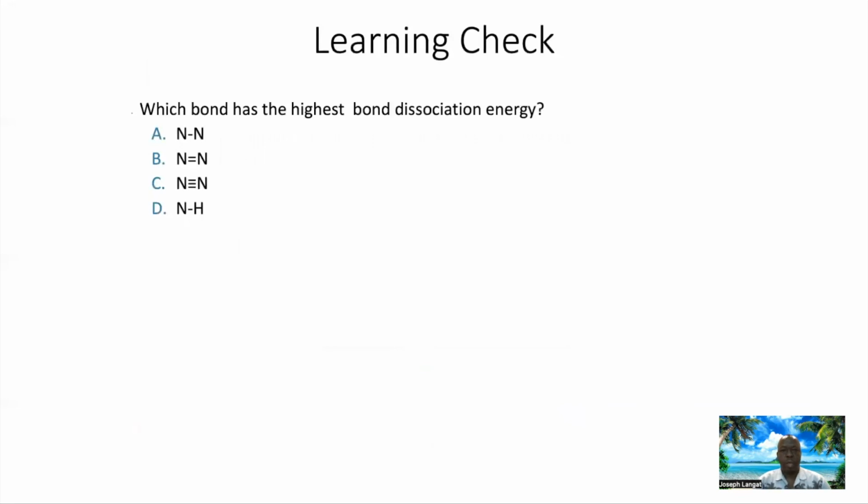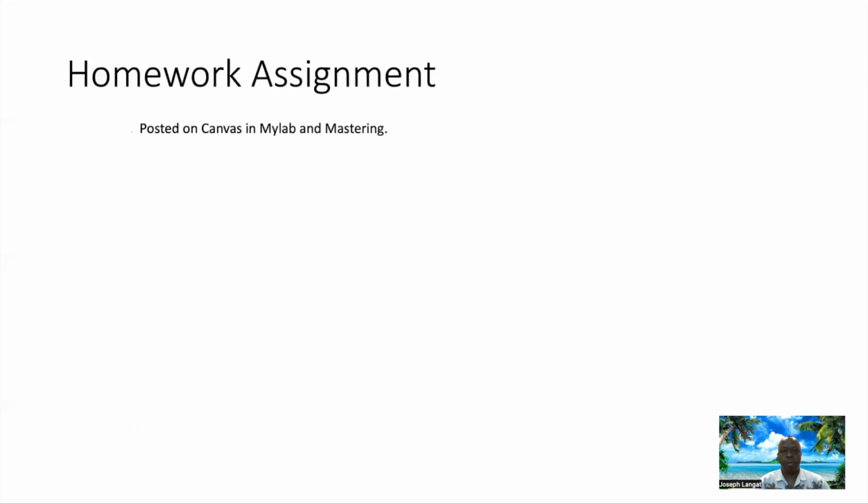Our learning check, which bond has the highest bond dissociation energy? Based on the previous slide, of course, the triple bond, the strongest. It's just like having 3 toothpicks versus only 1 toothpick. Which one is easier to break? Common sense. 1 toothpick is easier to break than 3 toothpicks or even more. So please read more on the bond length and bond strength in section 8.5.